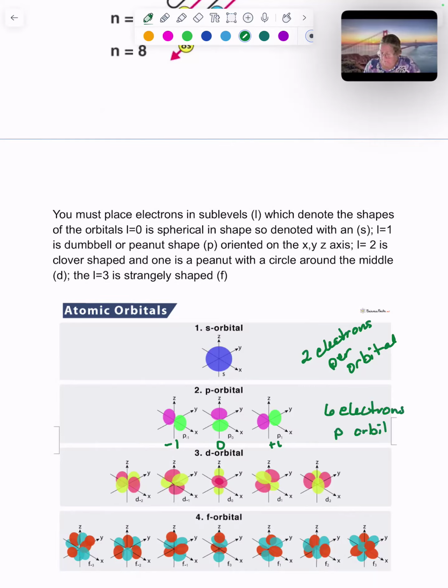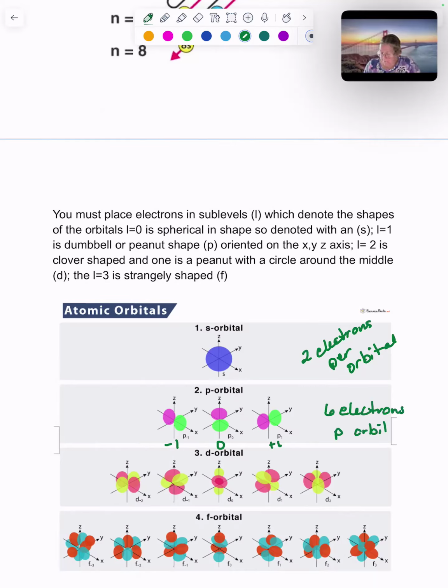And if you notice, they kind of look like these 4-leaf clovers, except that there's a strange one here in the middle. Look at this middle one. It actually looks like a dumbbell shape with a donut running around the middle. I like to refer to these as dumb flowers and dumbbell donut to remember my d's. My p's, I think they look like peanuts, and the s is spherical.